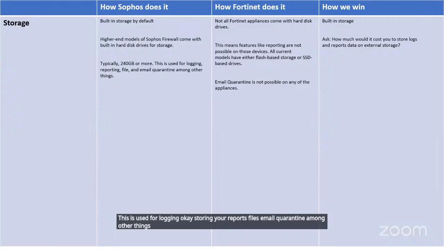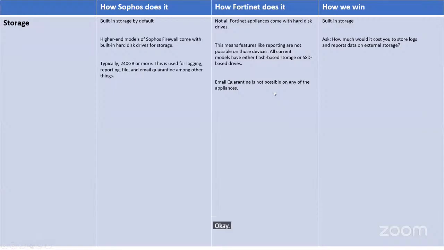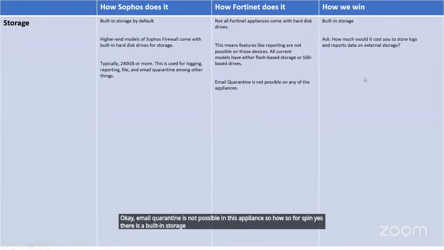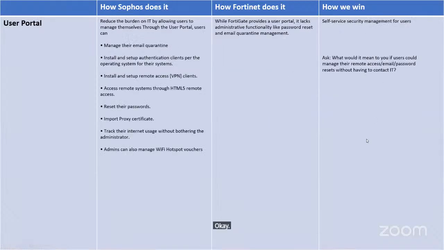With FortiGate, not all FortiGate appliances come with a hard disk drive. This means features like reporting are not possible on those devices. Current models are flash-based or SSD-based drives. Email quarantine is not possible on this appliance. So how does Sophos win? Yes, there is built-in storage. So you should ask how much it costs to store the logs and reports on your external storage.